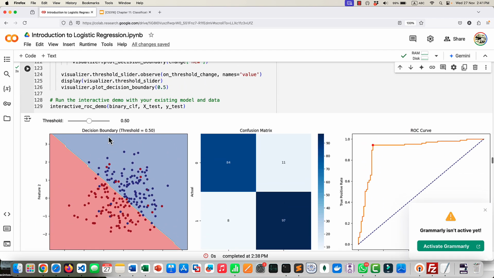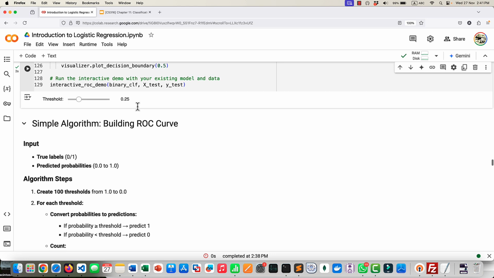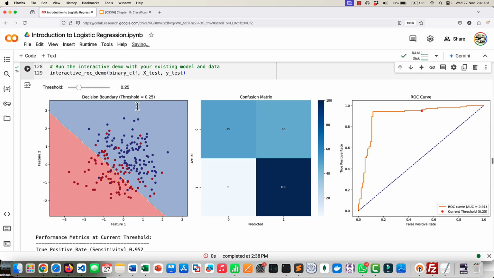Okay, let's now try to change the threshold to 0.2, or 0.25. Look at the point now. What happened when I put 0.25? False positive increased. So the true positive just remained fine. Look, this is true positive, 100, still high. But I had more false, these are false positive.